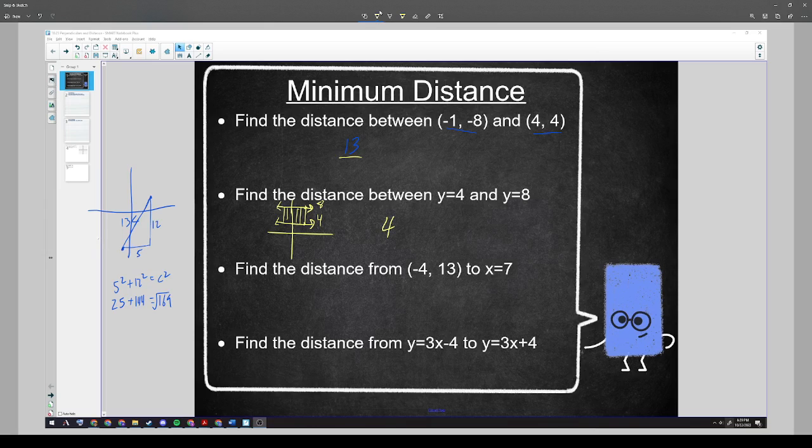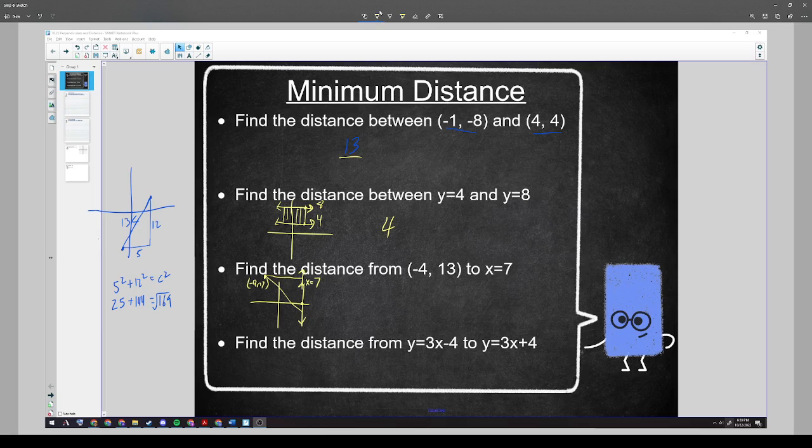Similarly, if I have a point and a horizontal or vertical line, it's really easy to find my distance. So I have the line x equals 7, so that's a vertical line out here at x equals 7. And we have a point (-4, 13), so that would be somewhere up here. And if I want to find the distance to that line, the shortest way for me to get there is to go directly to the right. So hopefully that's obvious that if we wanted to get there the fastest, we would go straight from one side across to the other. We're not going to take like a diagonal path, that would be longer.